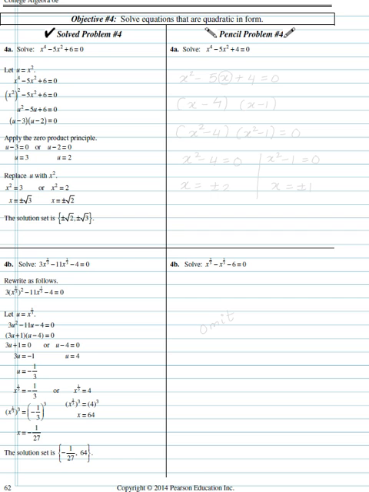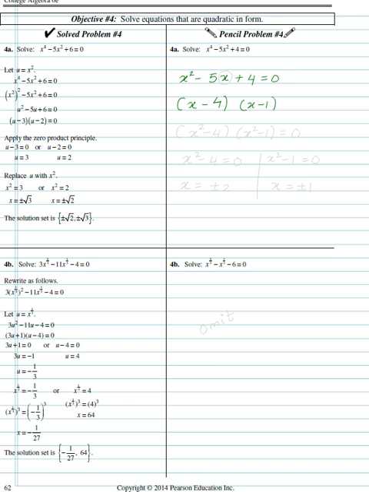Problem 4a. When I look at this problem, I look at it like this. x squared minus 5x plus 4 is equal to 0. And I'm going to go ahead and factor this one. What do I get? x minus 4 and x minus 1. But I don't have x squared and x. I have x to the power 4.